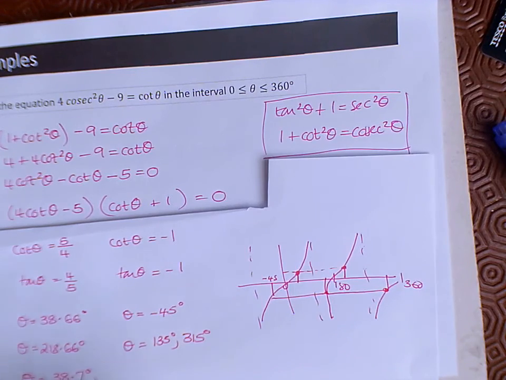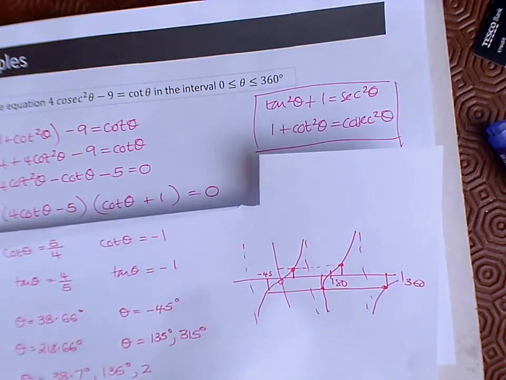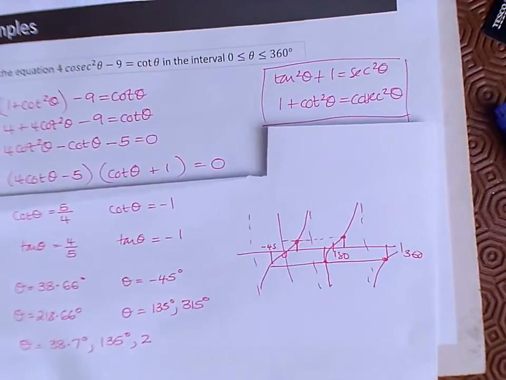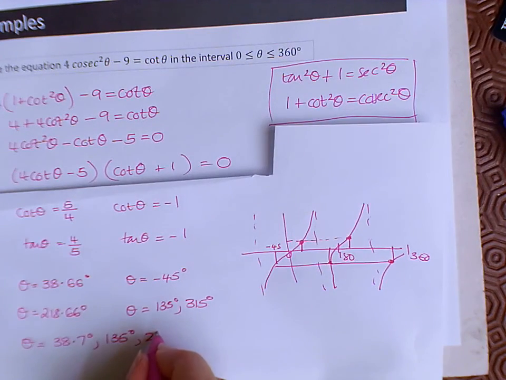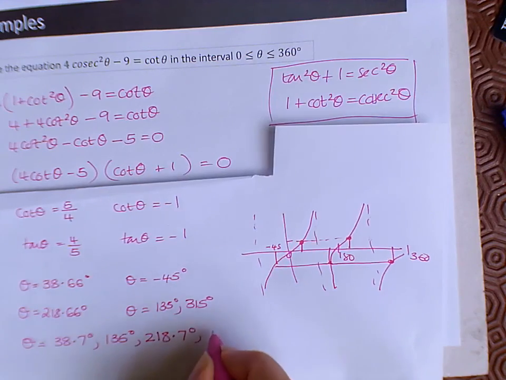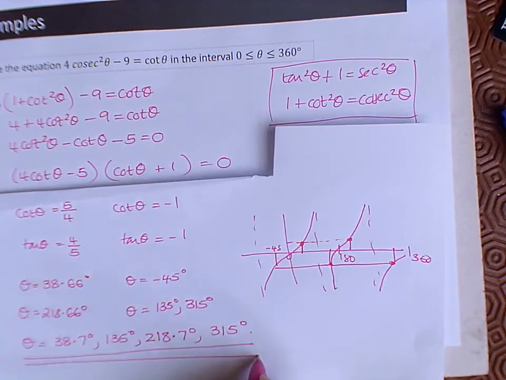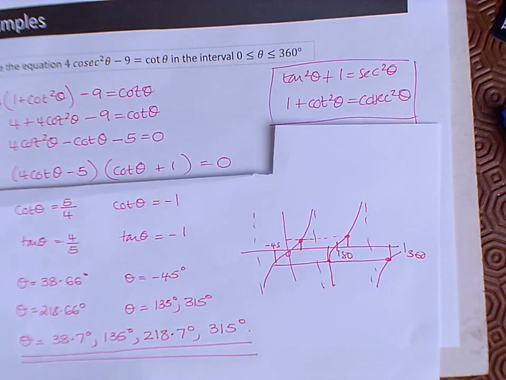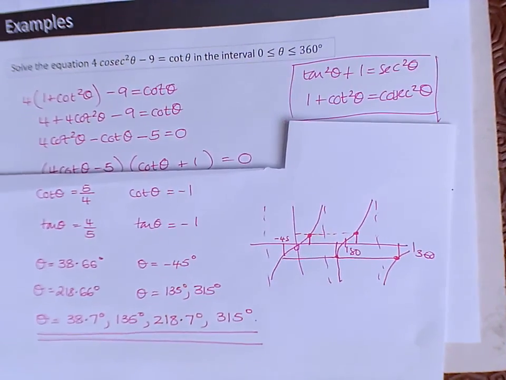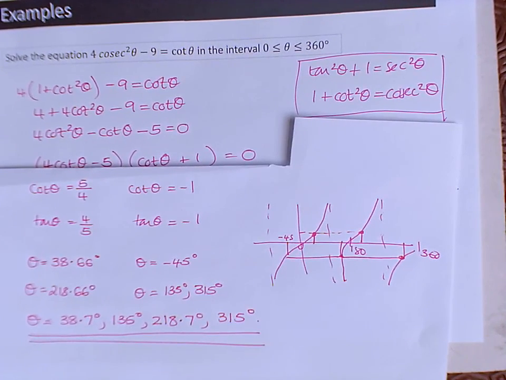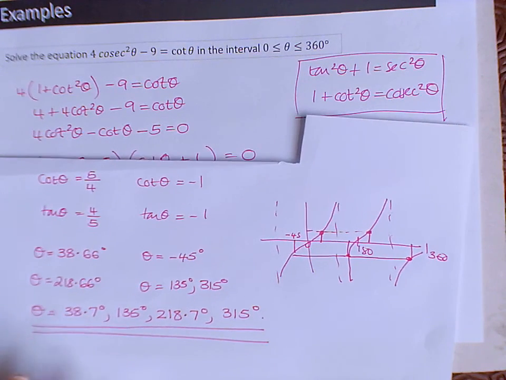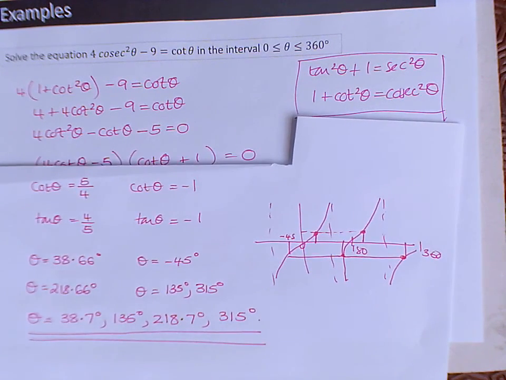So the final answer brings all of that together. I'm only going to go to 1dp though at this point. I write them in order. 38.7, 135, 218.7 and 315 degrees. There we go, and they are my 4 answers for the solving of that equation. Right, that's it. Now practice some.